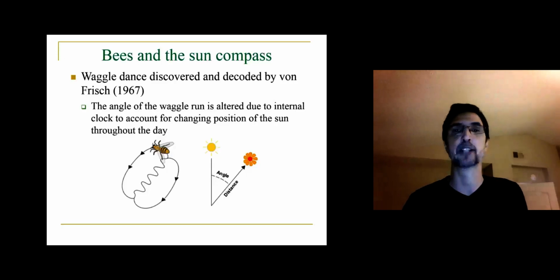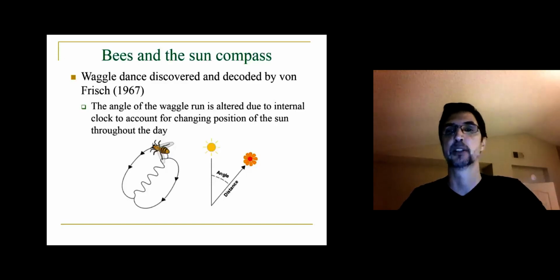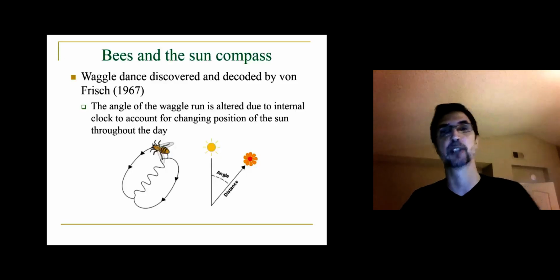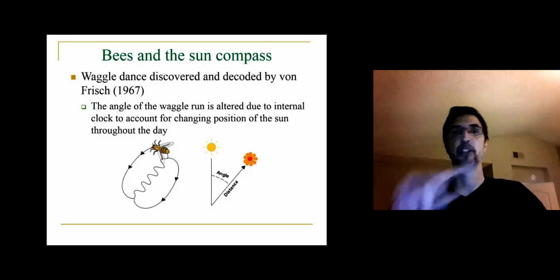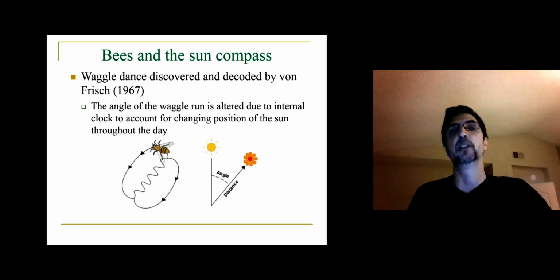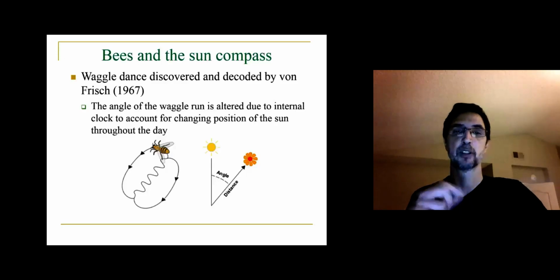So the waggle dance was first discovered and decoded by von Frisch. And as I said, the angle of the waggle run is altered, due to the internal clock, to account for the changing position of the sun. The waggle dance is represented on the left here. We can see it has this figure 8 pattern. The waggle run is a central portion of the dance, the wavy line.